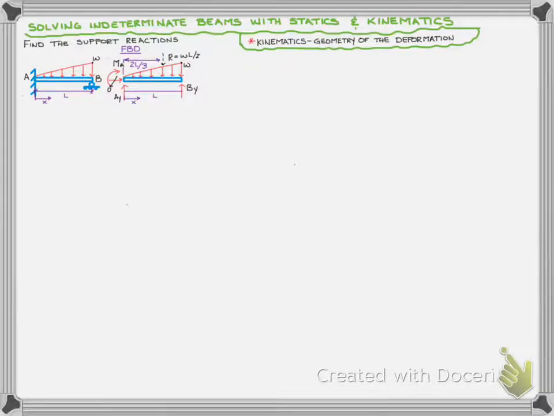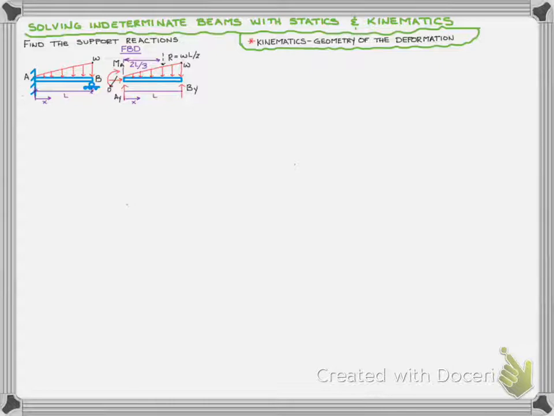Hello and welcome to your video on finding the reactions for an indeterminate beam using statics and kinematics. Now, kinematics is the geometry, really the geometry of a motion, but in our case, our motion is coming from a beam deforming or deflecting, and so we can say it's the geometry of the deformation, because that's what our motion is.